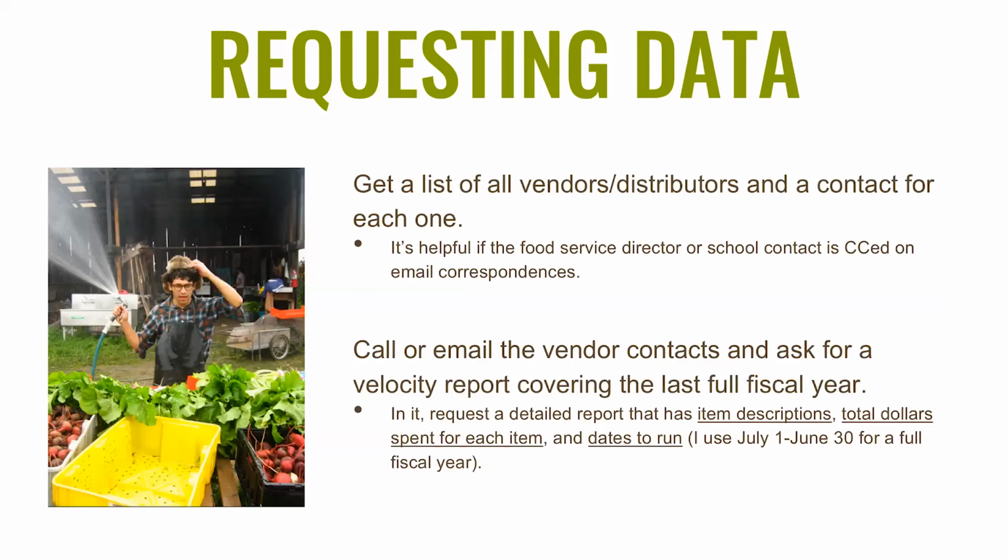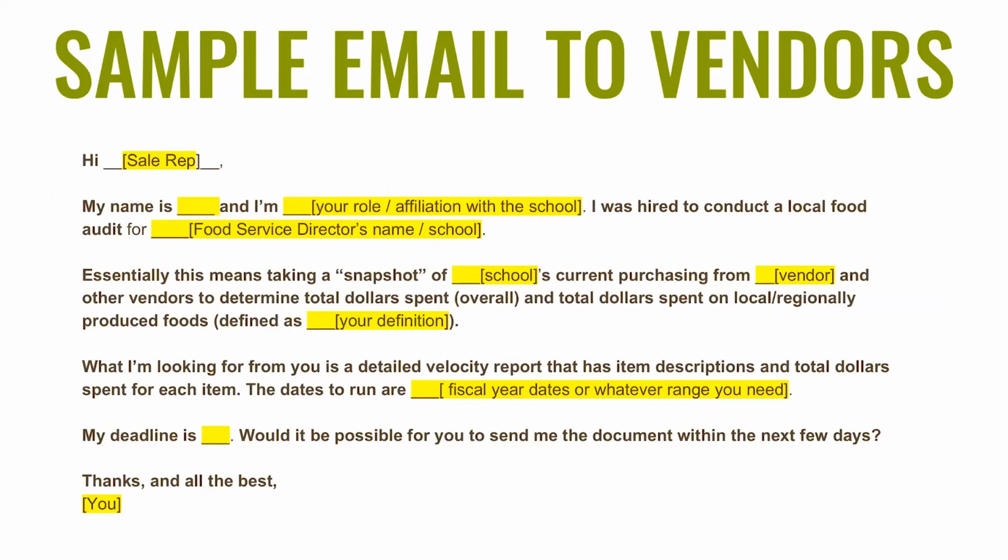So when I reach out, I ask for an aggregated velocity report. As Mike explained, it's a good way of taking the total amount of dollars that you spent on each item, plus the description, and give them clear dates to run. I usually use a full fiscal year when I run audits.